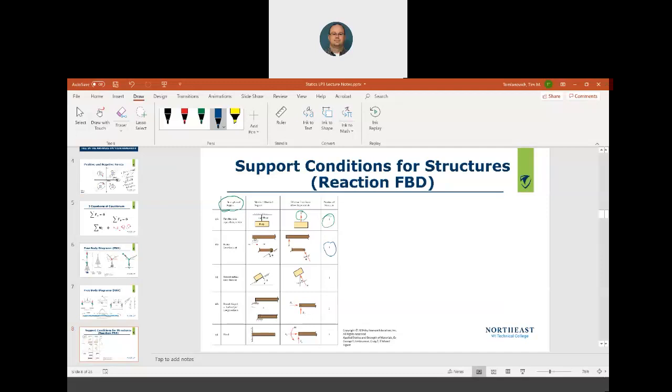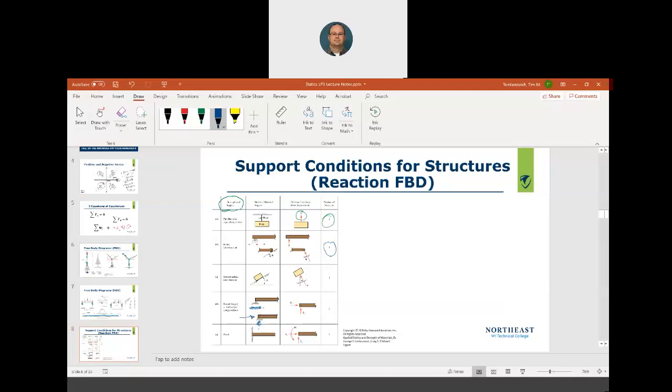Right here, this is a pin. It looks like a little triangle. Picture a nail going through it. Picture it as a teeter-totter. Now, if I put a horizontal force on there, is that nail holding that beam from moving horizontally? Yes. If I put a force up or down, is that beam being held from moving vertically? Yes. However, is it free to rotate? Yes, it's kind of like a teeter-totter. So there's no resisting force to keep it from rotating. So that's why I don't have a moment force here.